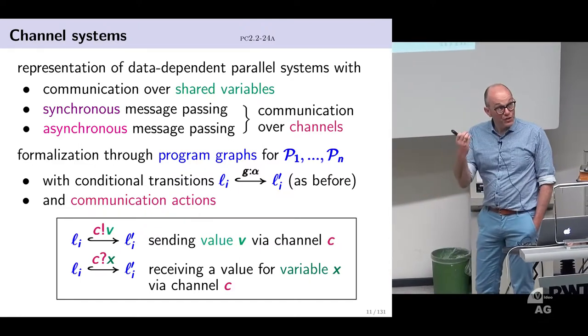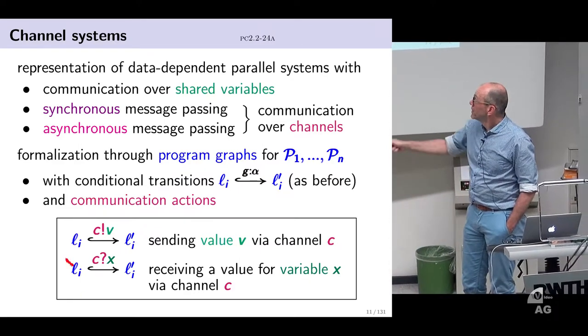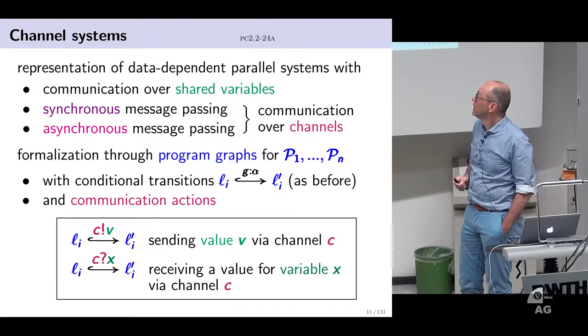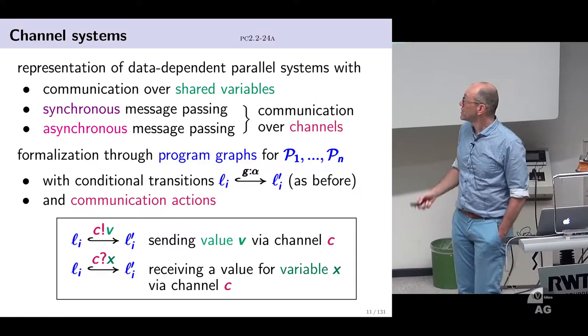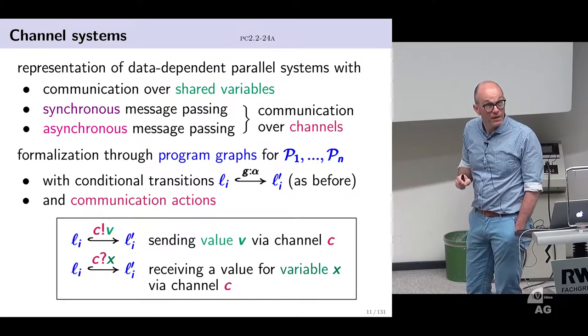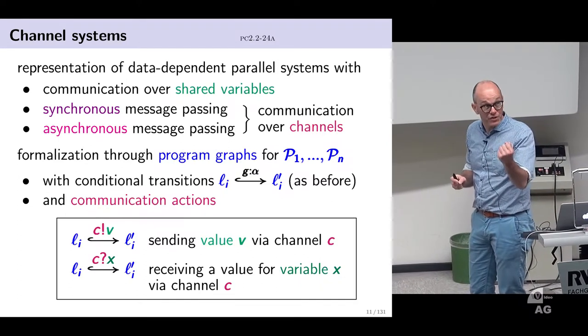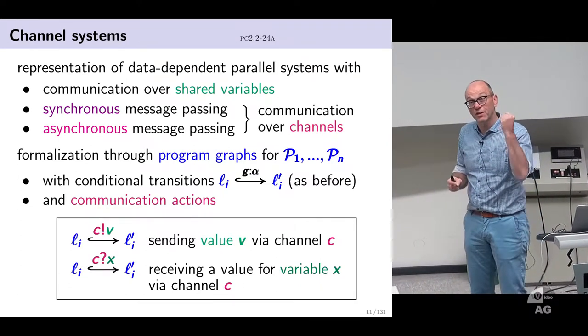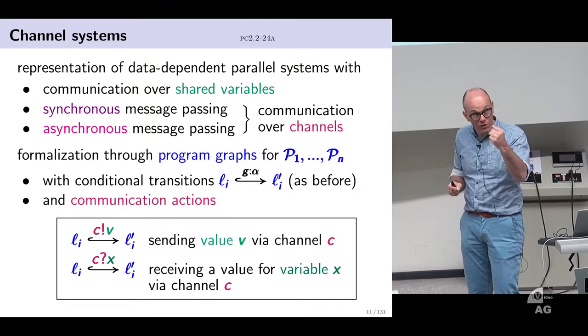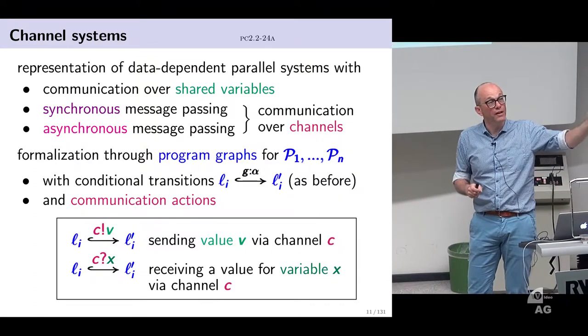Then we can also retrieve messages from the buffer. This is indicated by C question mark X. What does that mean? Well, the intuitive interpretation is, suppose that this program is in the location Li, then it's going to check in channel C whether there is a message available. It takes the first message, I mean, it's a FIFO buffer, so it takes the message which is at the head of the buffer.